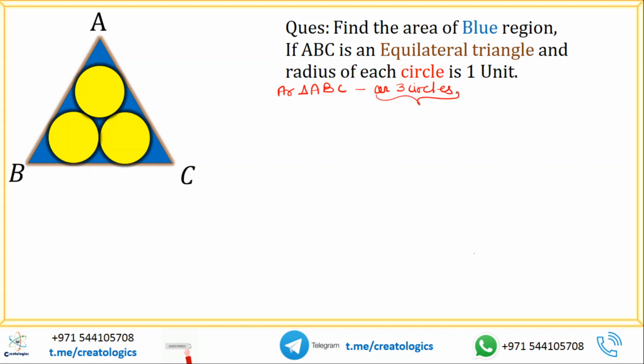If radius is given, area of circle is obvious to calculate, but the thing comes when we need to find the area of triangle, which is an equilateral triangle whose area is root 3 by 4 a square, where a is the side length, right, minus area of circles. So three circles are there, each having the area pi r square, where pi times 1 square, because radius is 1 unit for each circle.